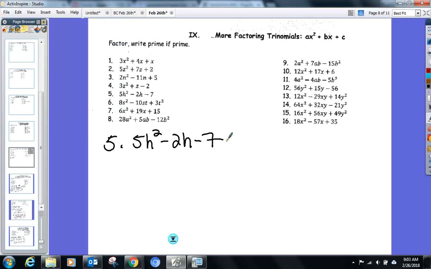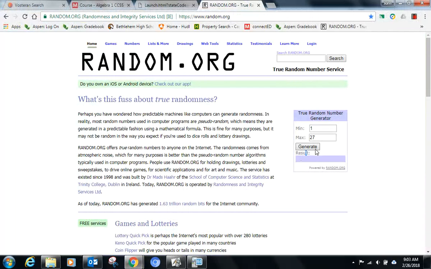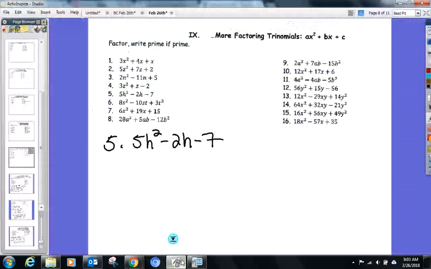5h squared minus 2h minus 7. What do we do here? Here you go, 22, any GCF? No, 22? Nope, how many terms? What's your A value? Bigger than 1. So guess what we're doing here, kids? We're grouping. Multiply A and C and then group, right? So 5 times negative 7, negative 35.